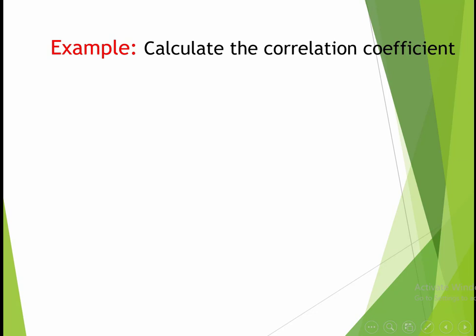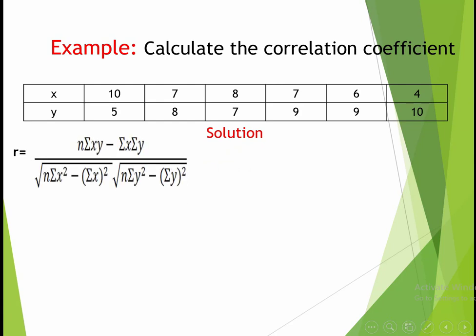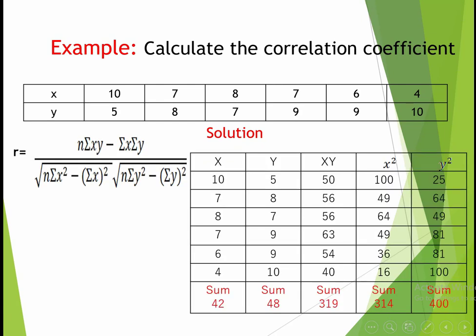Let's solve the first example. Calculate the correlation coefficient. I'm going to give you a simple table consisting of 2 rows. First row, values of x. Second row, values of y. Since we need sum of x, sum of y, sum of x squared, sum of y squared, and sum of xy, I'm going to draw a table consisting of 5 columns.